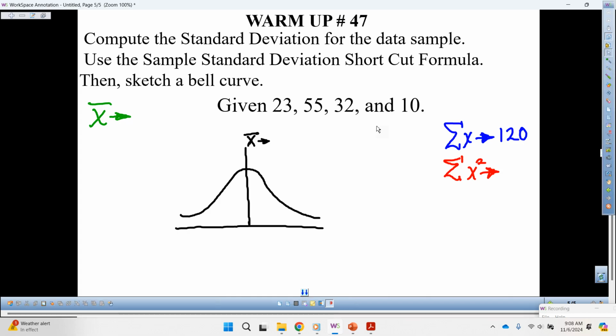All right. Good conversations. Martin, mean. 30. Hands if you got 30. That is correct. 120 divided by 4 data, that's 30. All right. So, we pass it back to who? AJ. Sum of x squared.